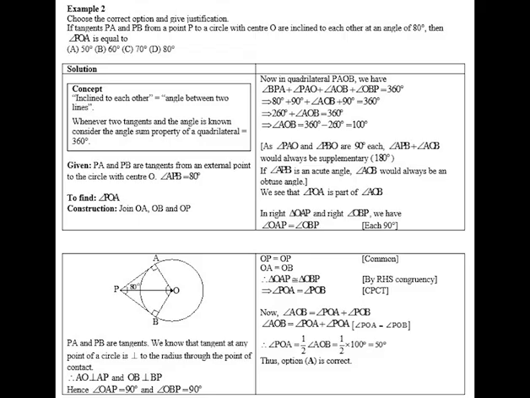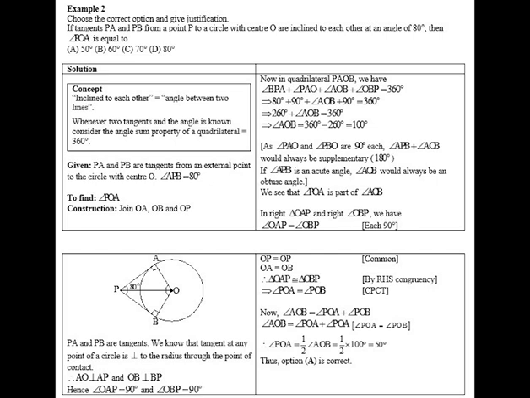In quadrilateral PAOB, we have angle BPA plus angle PAO plus angle AOB plus angle OBP is equal to 360 degree. Substituting the known values, 80 degree plus 90 degree plus angle AOB plus 90 degree is equal to 360 degree, which implies angle AOB is equal to 360 degree minus 260 degree. Therefore, angle AOB is equal to 100 degree.